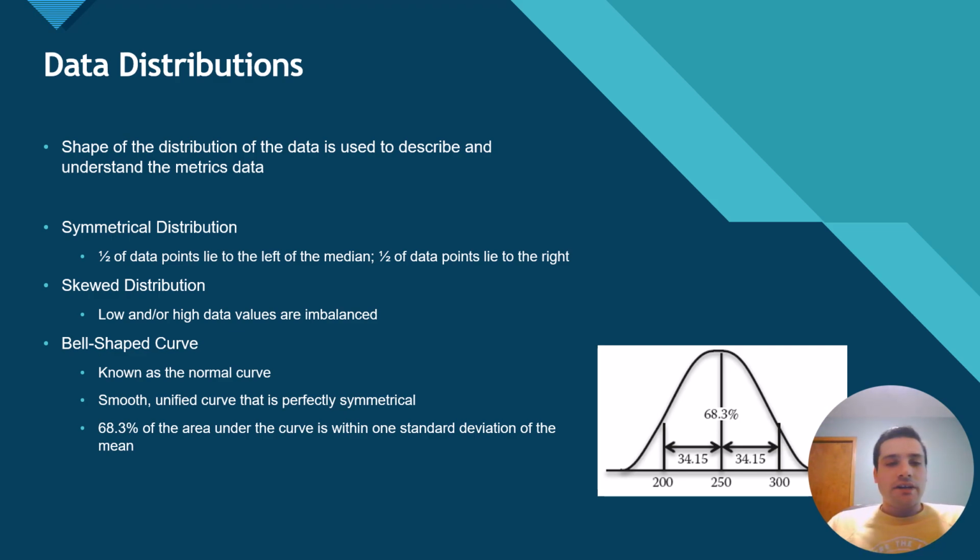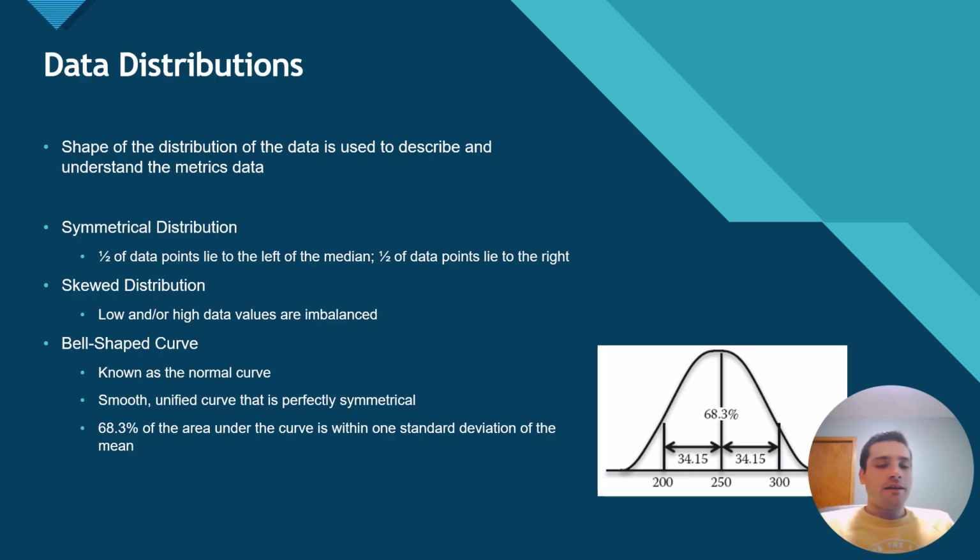Another concept we talked about is data distributions, where the shape of the distribution of the data is used to describe and understand the metrics data. There are symmetrical and skewed distributions, and then another topic is the bell-shaped curve. For a symmetrical distribution, one half of the data points lie to the left of the median, and the other half lie to the right. For a skewed distribution, there are either low or high data values that make the distribution imbalanced.